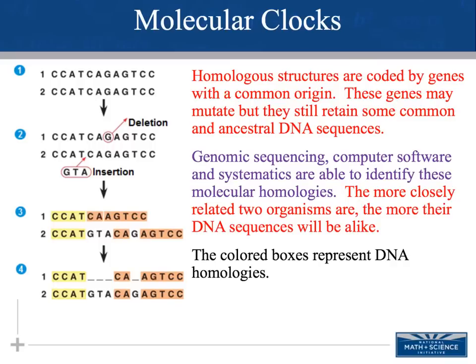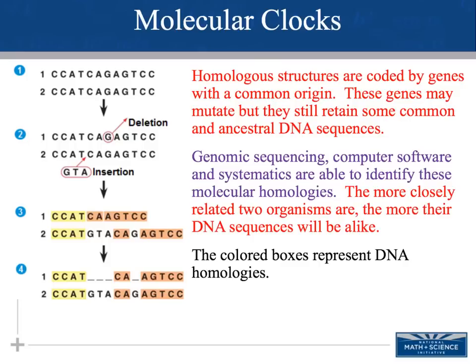So now let's talk about some DNA and some proteins. Homologous structures are coded by genes that have a common origin. These genes can mutate, and sometimes they do, but they still retain some or most of the ancestral DNA that originally gave rise to them.